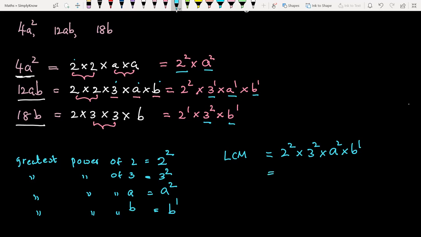So what is our final answer? 2 to the power 2 is 4, 3 to the power 2 is 9, 4 times 9 is 36, then a to the power 2 and b. This is our final answer, 36a squared b. This is the smallest term which is divisible by 4a squared, 12ab as well as 18b.